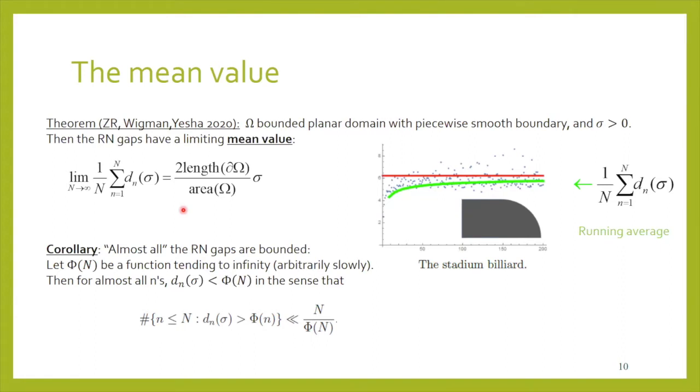Zeev, and the thing on the right is the largest for the disk, right? The constant by the isoperimetric.